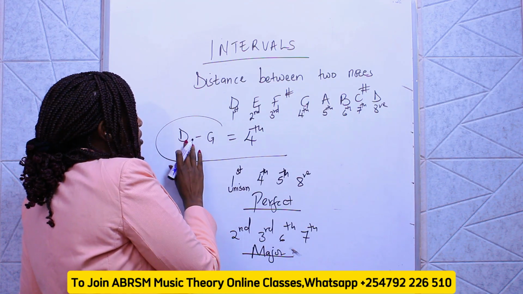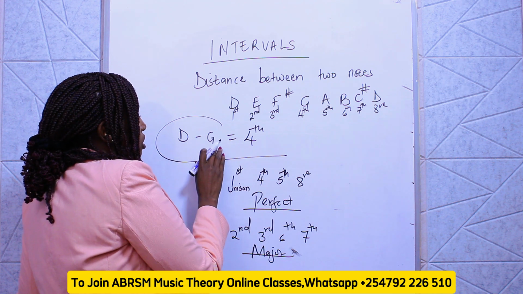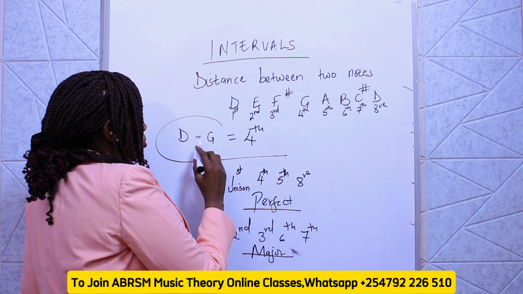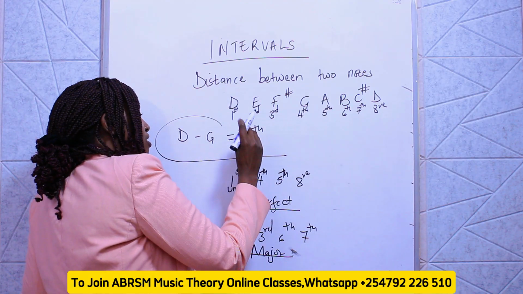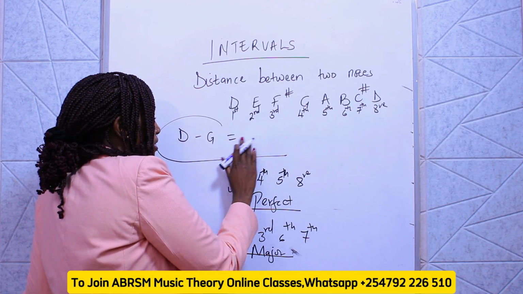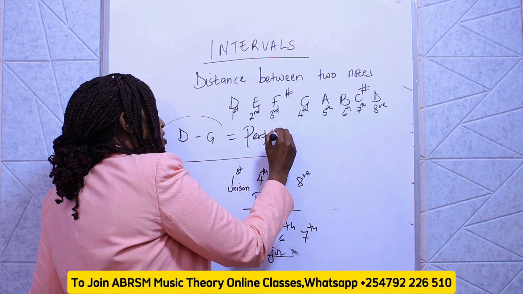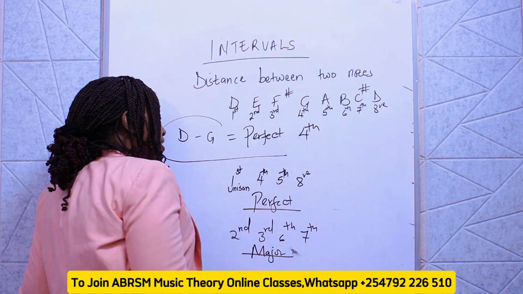So for example, if I am dealing with D to G, I am going to find where my fourth is and whether it is perfect. So this one will be a perfect fourth. I'll start with the quality first, so I'll say perfect fourth. It is as simple as that.